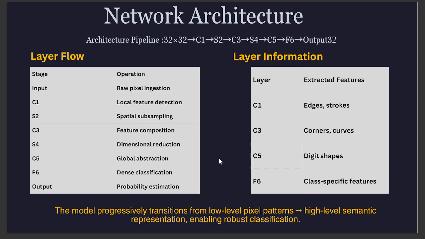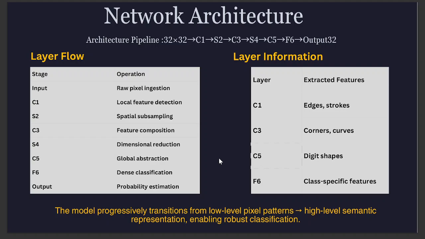Followed by this, we have the S4 layer, that is the compression layer. This reduces the image size to 5 cross 5 into 16 to contain more meaning in less space. Now the network sees the entire digit shapes. This is no longer edge detection. This is digit identity forming.